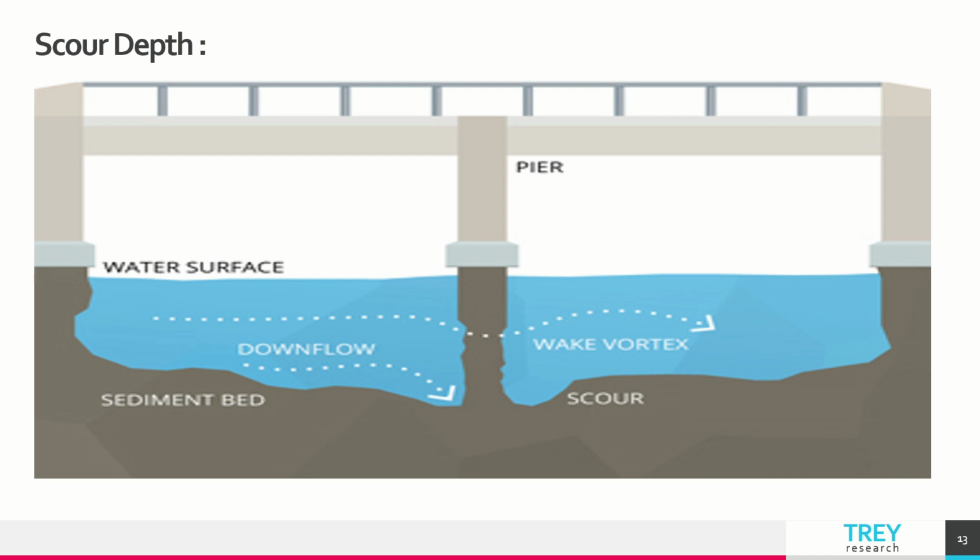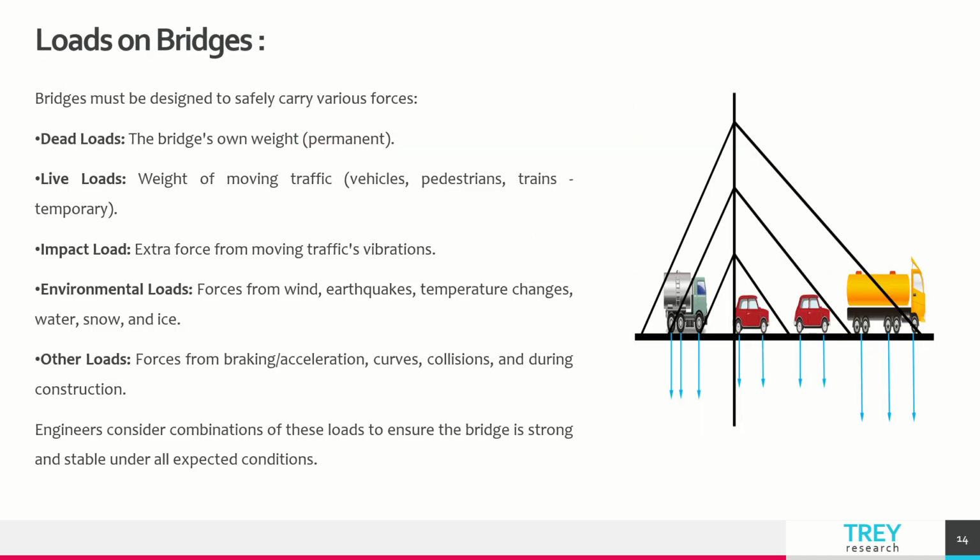Coming to our next point, which is loads on bridges. There are various loads on bridges. Coming to the first load, that is dead load. The bridge's self weight or own weight is known as the dead load. Live load is the weight of moving traffic like vehicles, pedestrians, and trains, which is temporary, as I showed in the diagram. Then impact load is extra force from moving traffic's vibration.